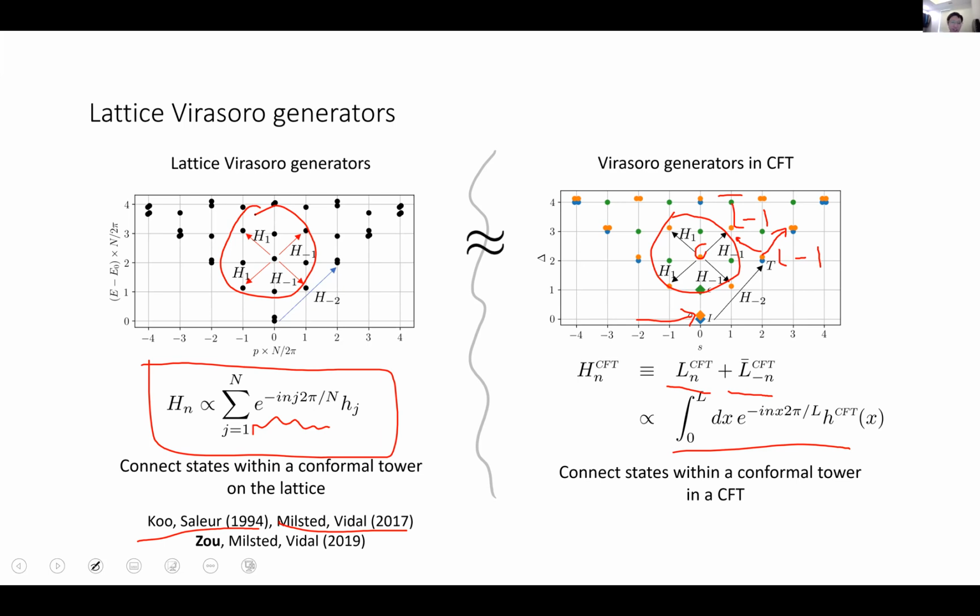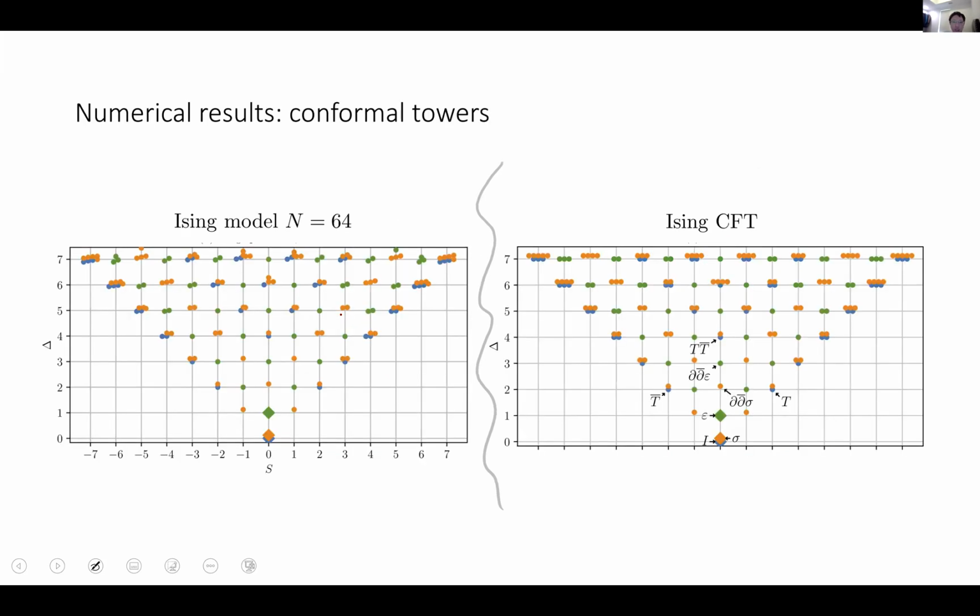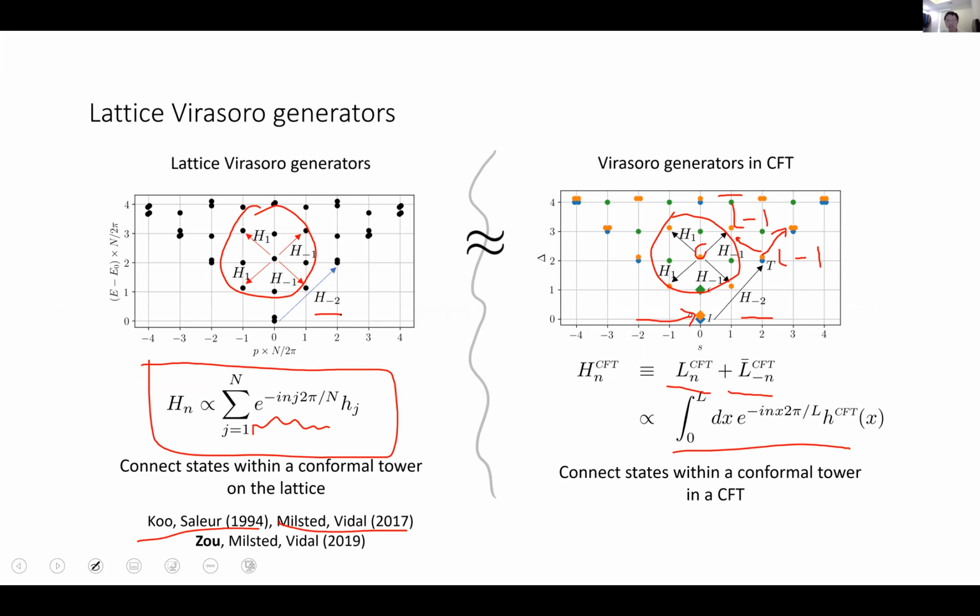We also want, apart from H1 and H-1, H2 and H-2. And in this case, I show you an example of what H-2 is doing. This is important in the sense that it connects the identity state with the T state, the stress tensor state. And on the lattice side, we can also see that H-2 would connect these two states. The important thing about H-2 is that the central charge can be extracted from the amplitude in this transition. Okay, I will be more precise later. But first let us see the whole result of this lattice Virasoro generator.